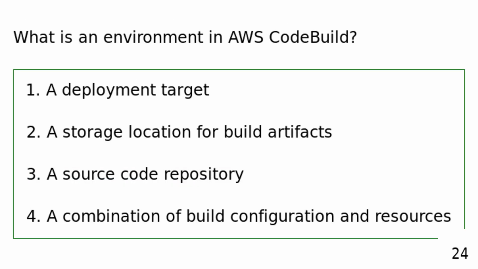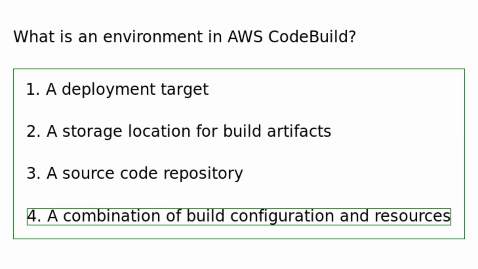What is an environment in AWS CodeBuild? A deployment target. A storage location for build artifacts. A source code repository. A combination of build configuration and resources. An environment in AWS CodeBuild includes the build configuration and resources needed to run the build.